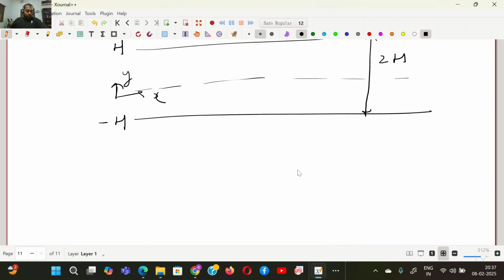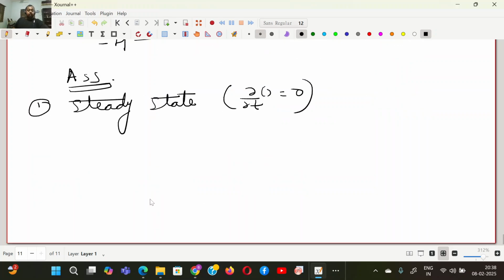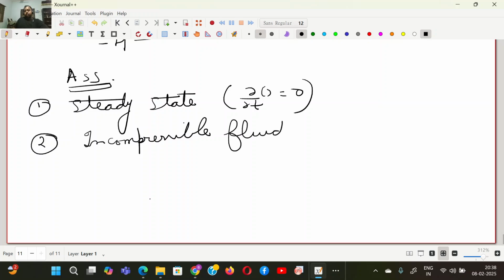Okay, coming back. So what are the assumptions that you took? First, it is steady state flow. That greatly simplifies the Navier-Stokes equation, meaning that the del by del t component is zero. Second, it is an incompressible fluid, like water, say. The continuity equation reduces to this.